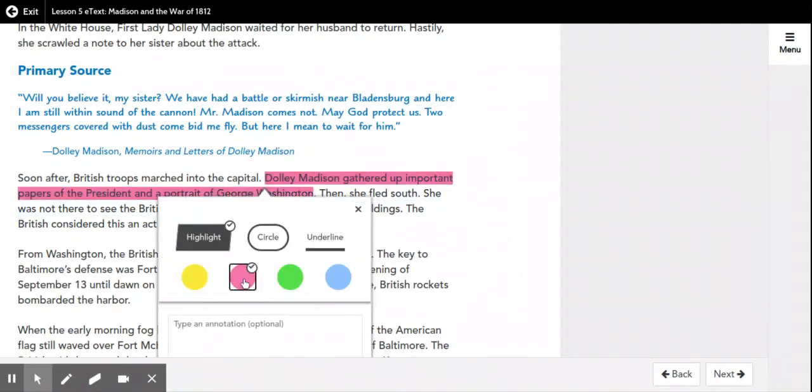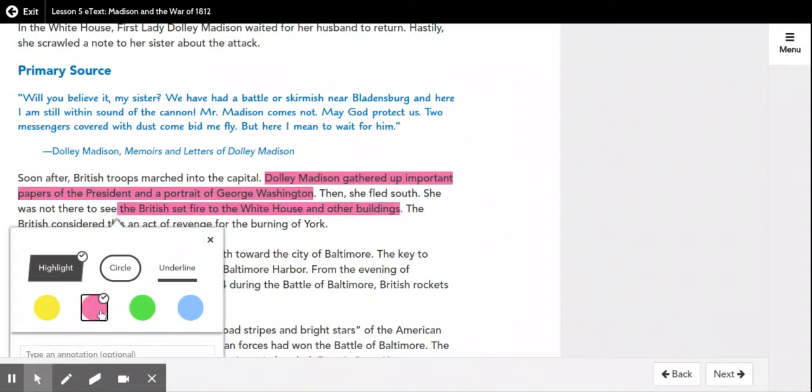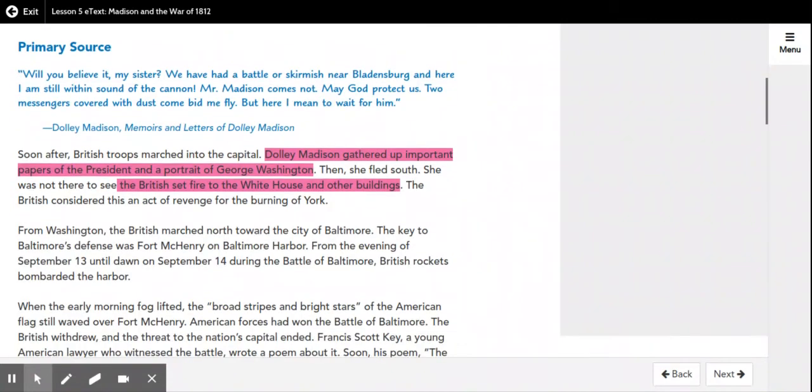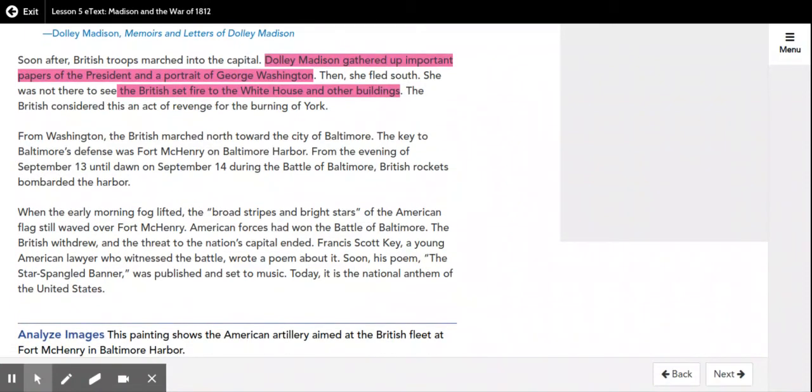From Washington, the British marched north toward the city of Baltimore. The key to Baltimore's defense was Fort McHenry on Baltimore Harbor. From the evening of September 13th until dawn on September 14th, during the Battle of Baltimore, British rockets bombarded the harbor. When the early morning fog lifted, the broad stripes and bright stars of the American flag still waved over Fort McHenry. American forces had won the Battle of Baltimore.